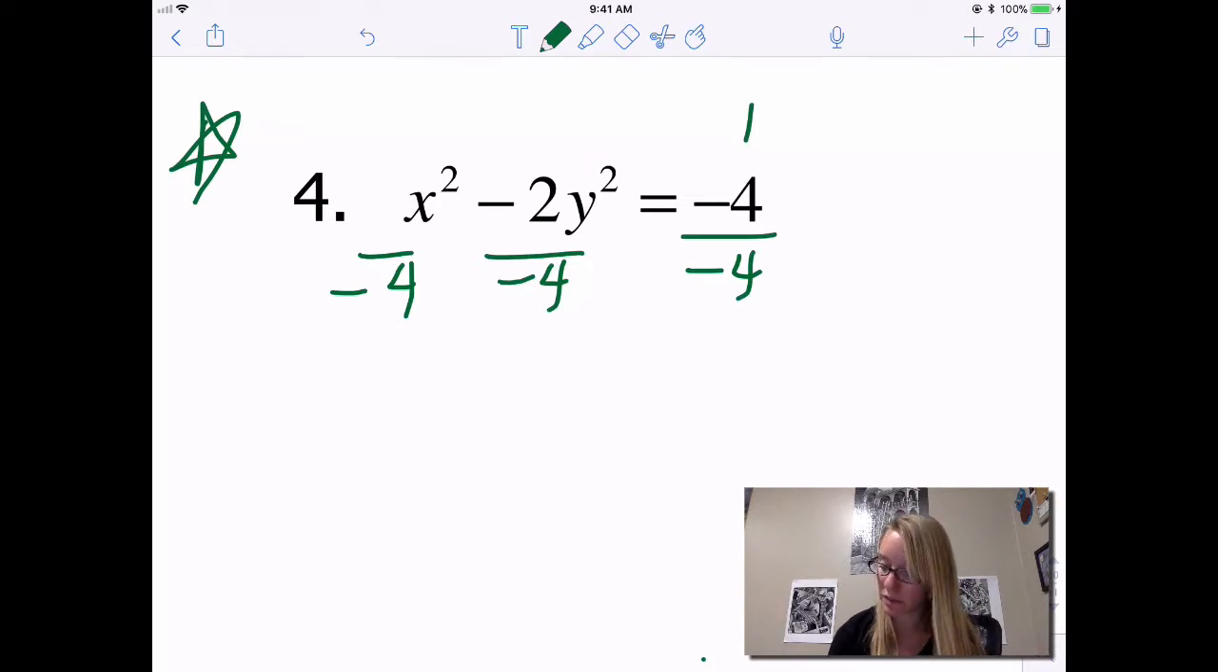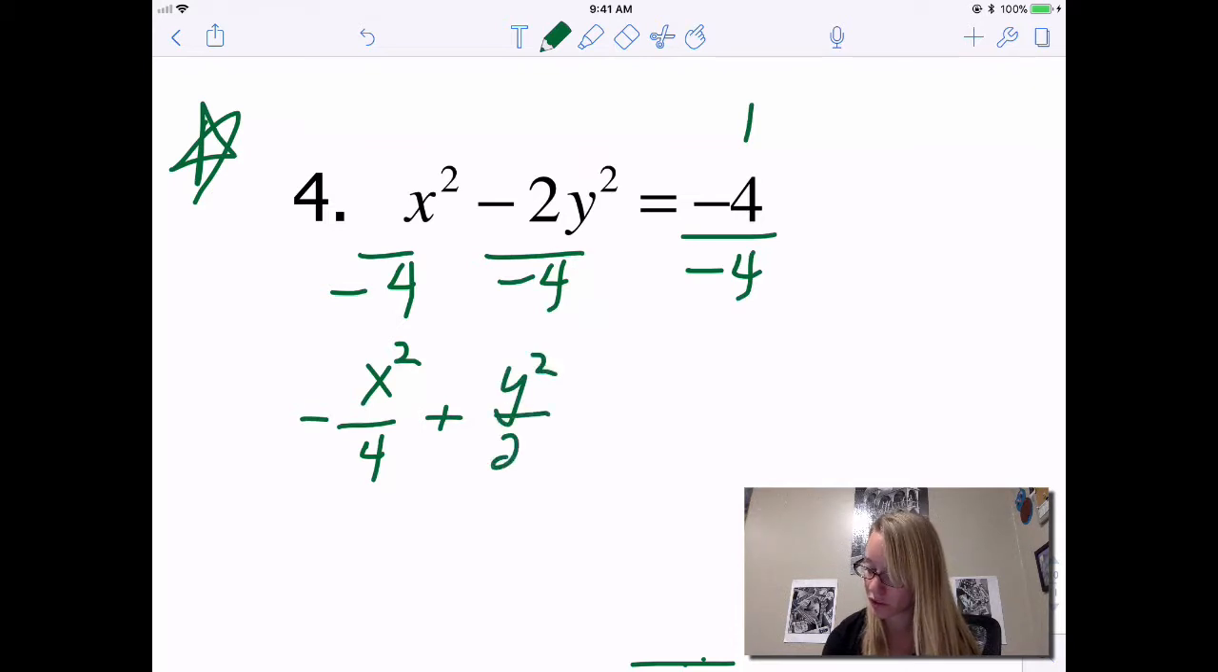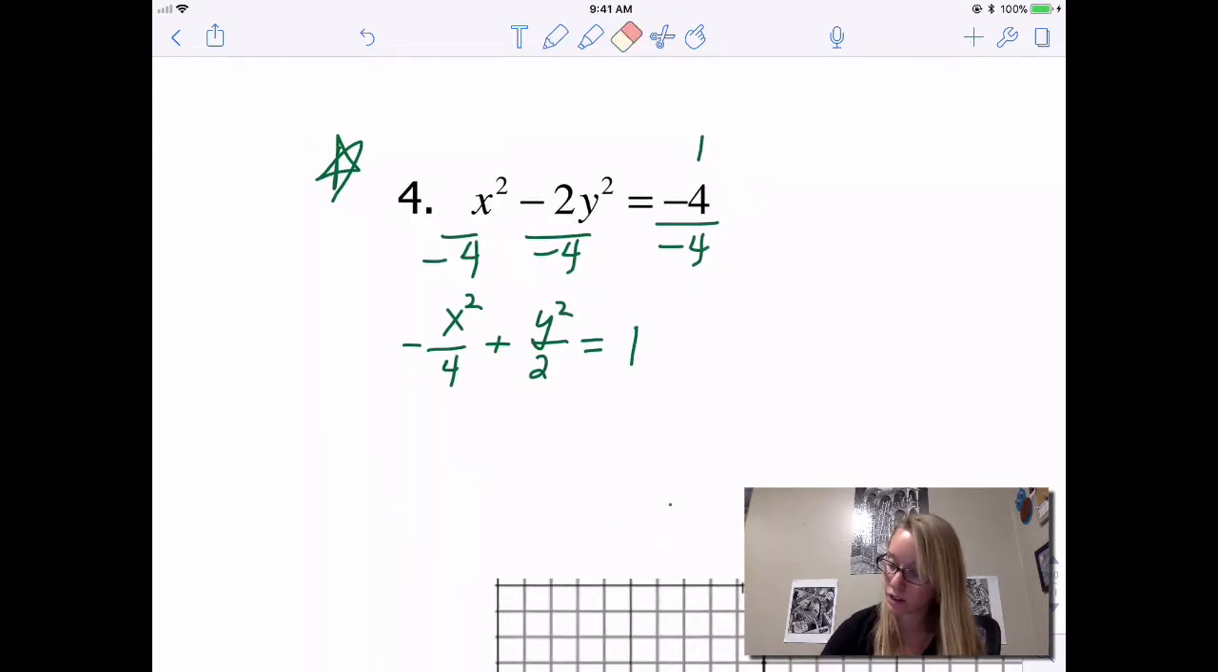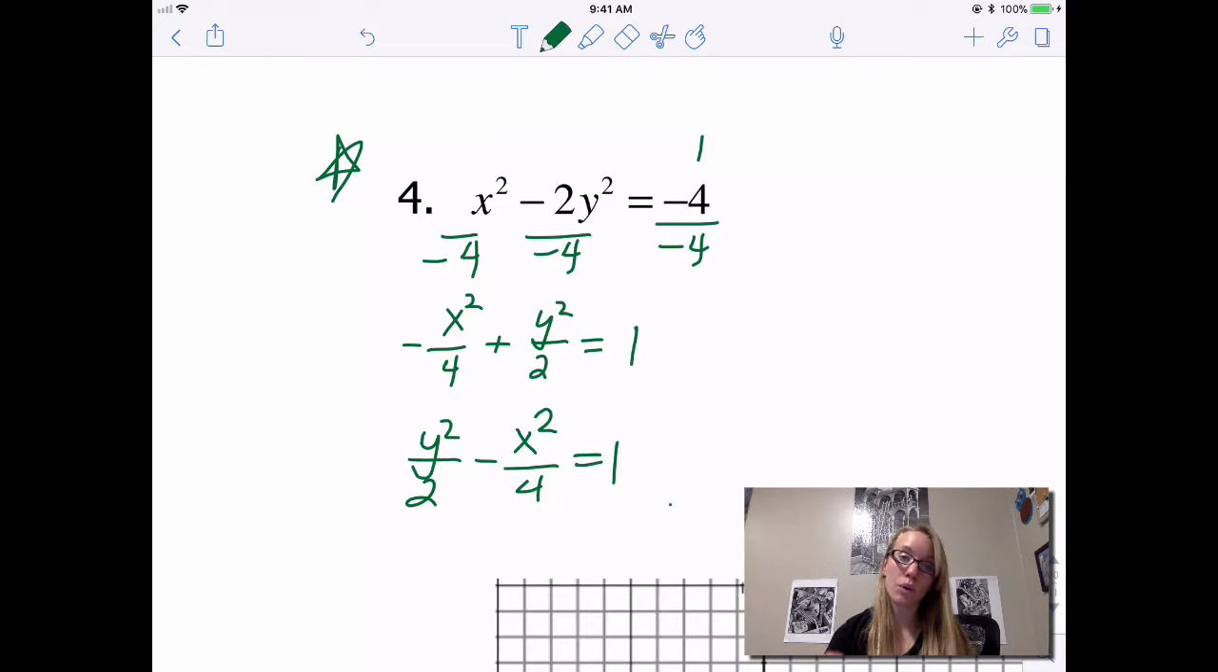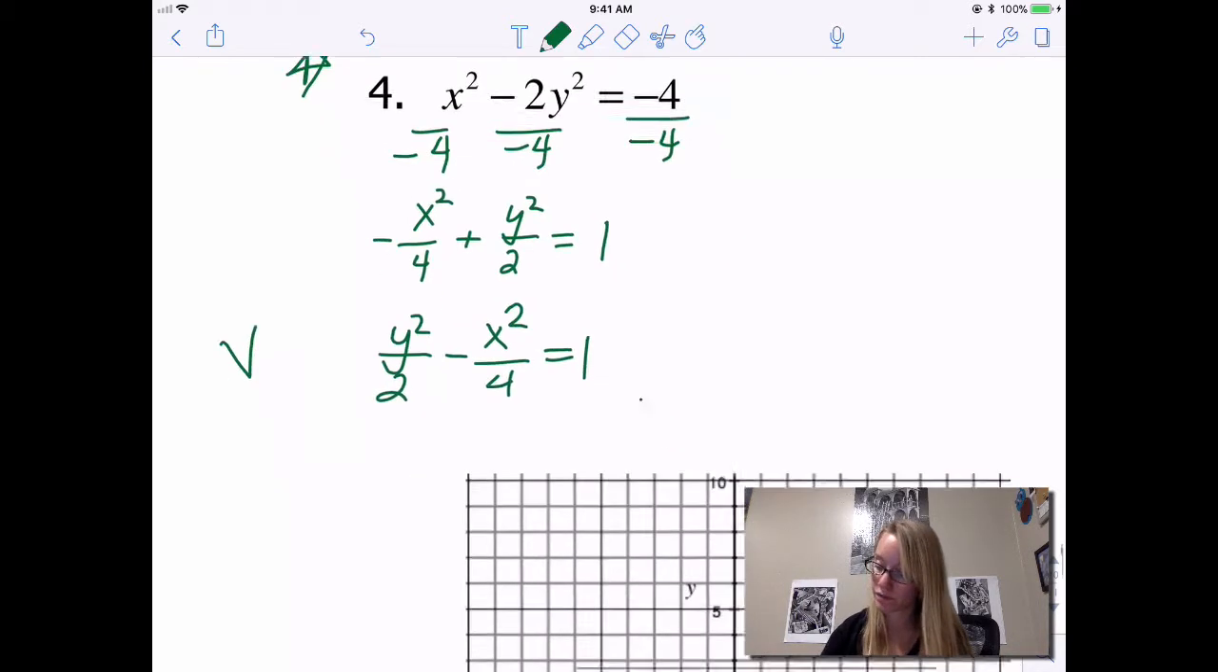I get x squared divided by -4 is negative x squared over 4. -2 divided by -4 is positive y squared over 2 is equal to 1. Okay, so we've got a subtraction sign, but it's kind of like our equation is in the wrong order. So we're just going to change the order. We get y squared over 2 minus x squared over 4 is equal to 1. This is the only time now, since we're in the correct form, that we can tell that this opens vertically. So wait on which way it opens until the very end.